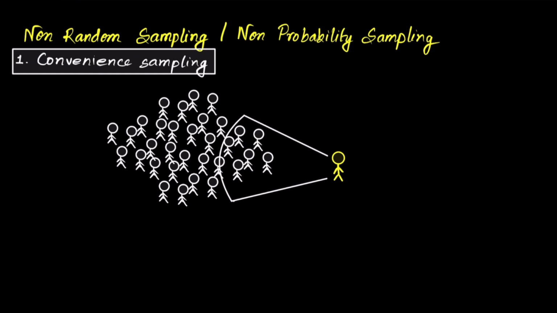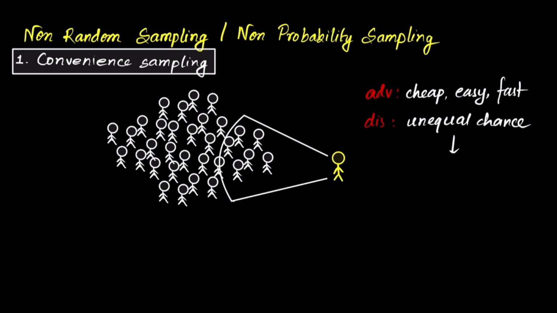The advantage of this technique is that it's cheap, it's easy, and it's fast. However, there's a huge disadvantage, and that is there is an unequal chance. What happens when there's an unequal chance? When there's an unequal chance, the sample comes out to be highly unrepresentative of the actual population. And for a better sample, we require high representation.